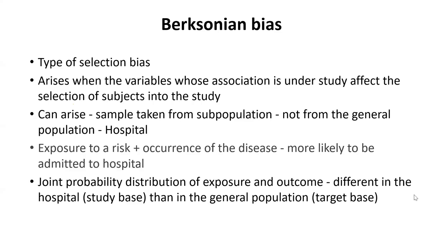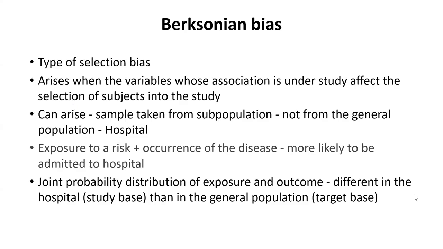It is the joint probability distribution of exposure and outcome, which is different in the study base, that is, the hospital based study, compared to the general population. Meaning the probability of exposure and outcome occurring together in the general population is different, usually less, as compared to their coexistence in the hospital. Are you getting this? Because Berkson's bias we read often, but I have always found a difficulty in understanding what exactly it is.